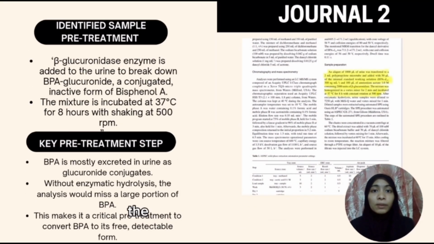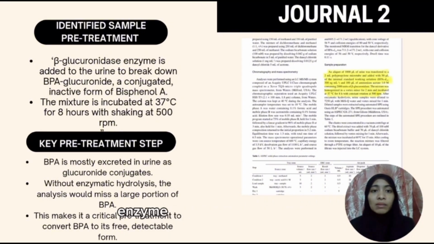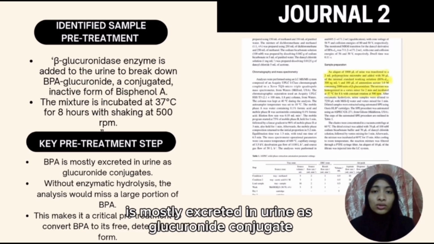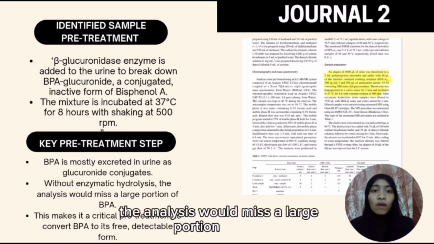In the second journal, the pretreatment involved a biochemical reaction. Beta-glucuronidase enzyme is added to the urine to break down BPA-glucuronide, a conjugated inactive form of bisphenol A. The mixture is incubated at 37 degrees Celsius for 8 hours with shaking at 500 rpm. This is crucial because BPA is mostly excreted in urine as a glucuronide conjugate. Without enzymatic hydrolysis, the analysis would miss a large portion of BPA.